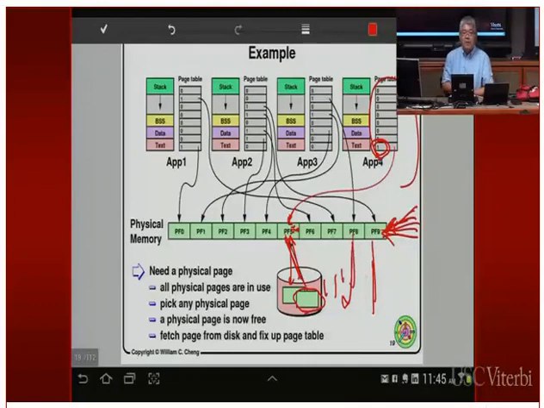I'm going to start swapping all these pages out to disk, because this process is going to execute, so it has higher priority. I'm going to swap all of them out to disk. Of course, that's too aggressive, so you don't want to swap them all out. You only want to swap some of them out. Which ones do you want to swap out to disk?